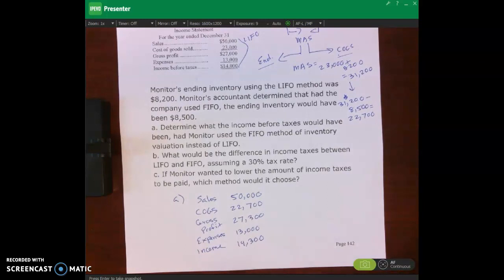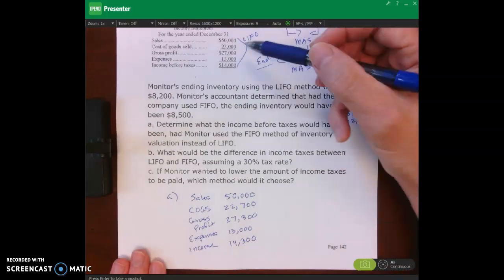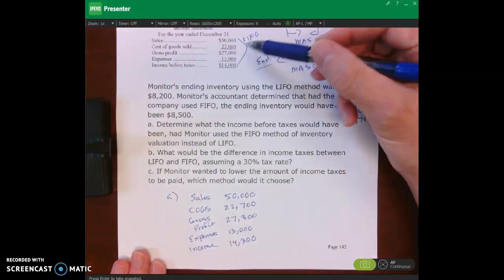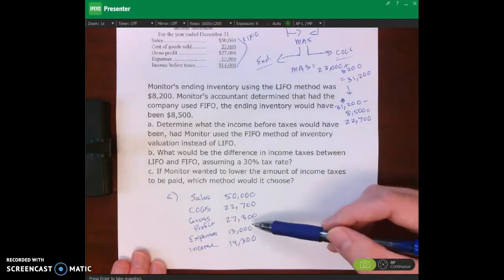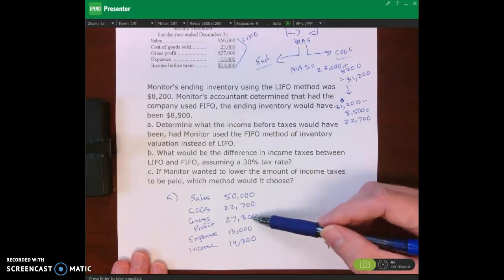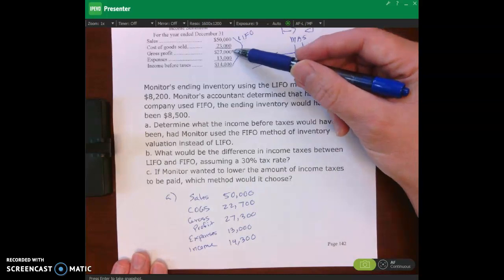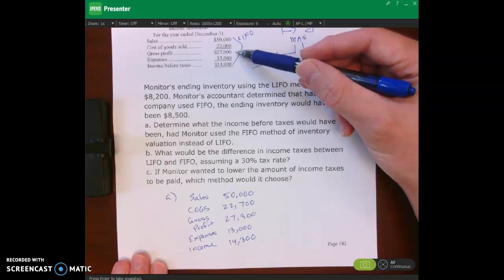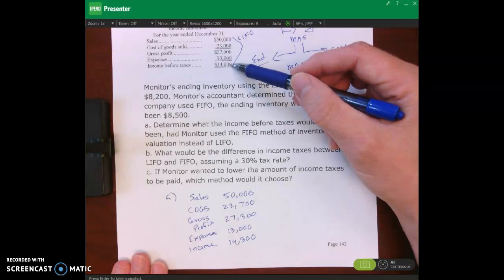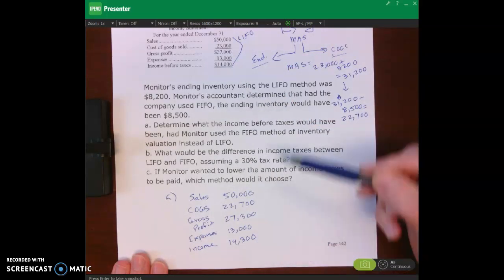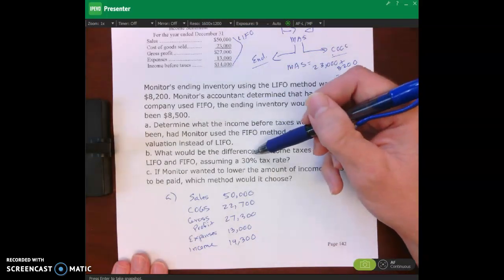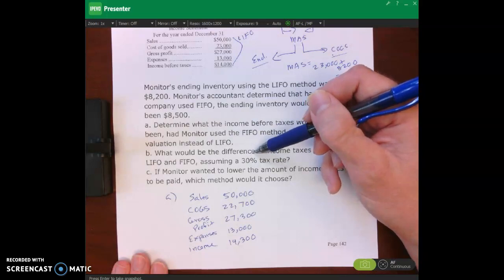All right. So, and then that flows down here to gross profit. Look at gross profit under LIFO is 27,000. Under here it's 27,300. Now again, why would they like to use LIFO? Well, look at net income is lower by $300. So let's talk about this. The taxes. That's why. Because it reduces their taxes.